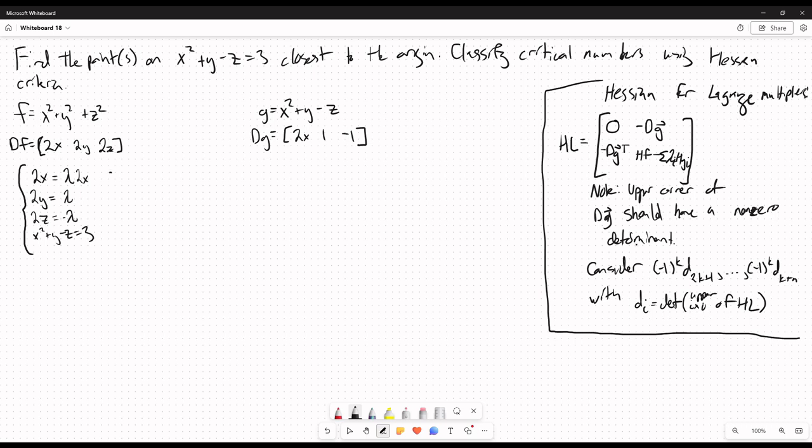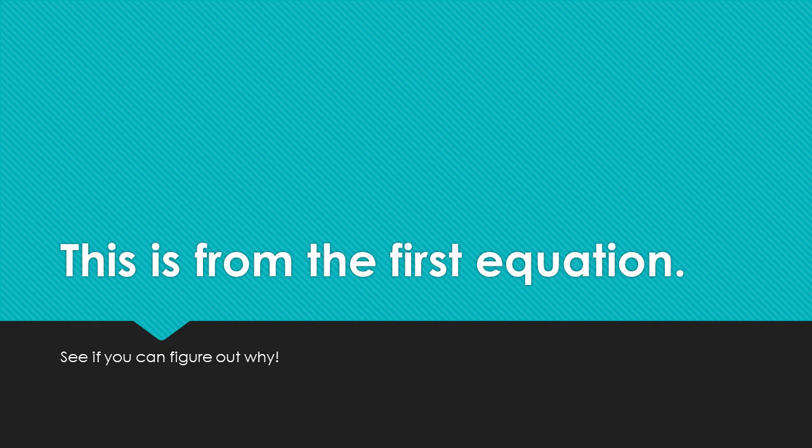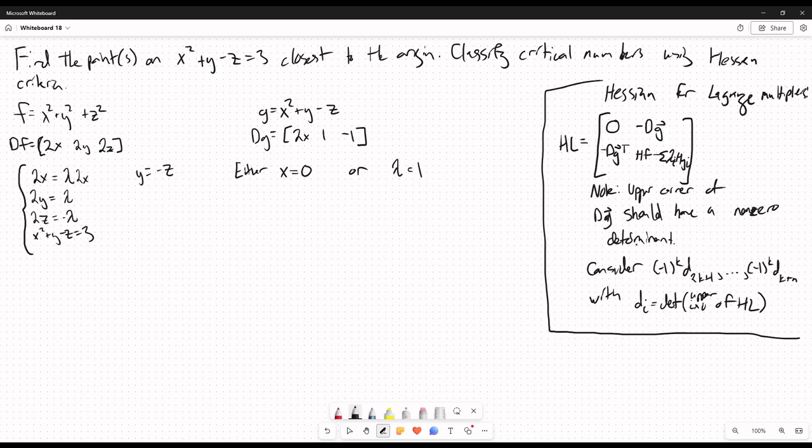Now, we know two things right off the bat. By looking at the second and third equations, we know that y equals negative z. And we also know that either x equals 0 or lambda equals 1. And both will give us interesting things. So let's go ahead and find out what each of those are.